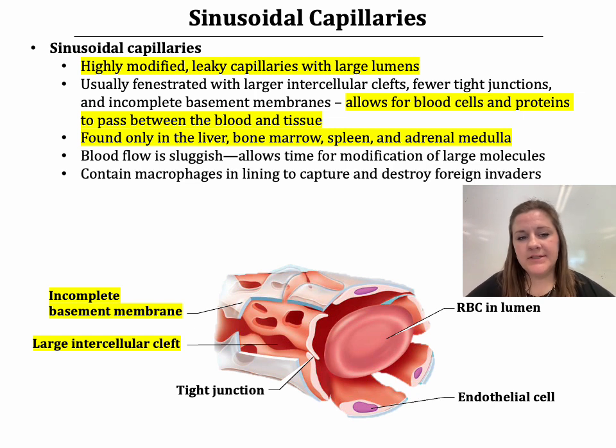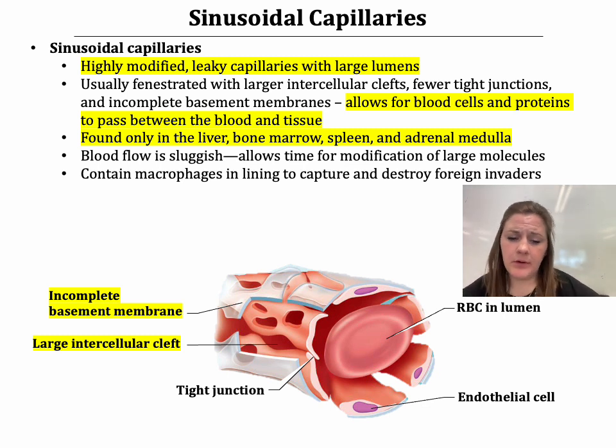Then the third being the sinusoidal capillaries. These are the leakiest of all. These are highly modified. There's huge intercellular clefts between the cells. There's these huge holes even in the endothelial cells themselves. So very porous. You can see there's an incomplete basement membrane as well. So very large particles are able to move between these capillaries, right, in and out of the bloodstream.